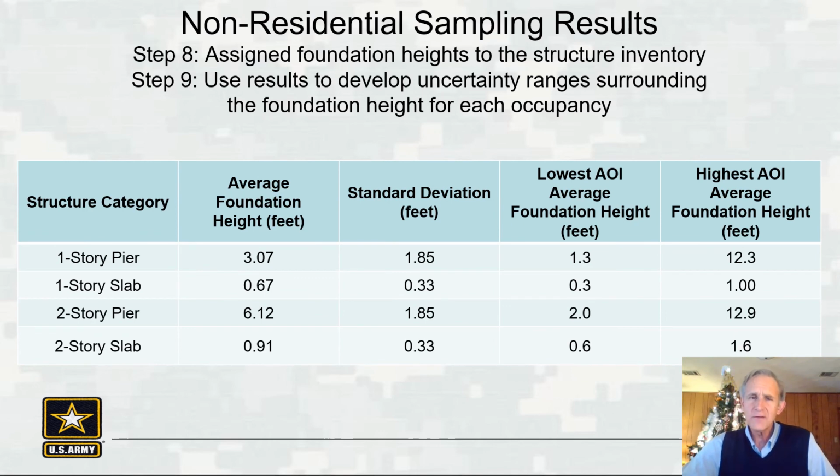And finally, that was for residential, and then for non-residential, there wasn't quite as much variation there. But you can see the average foundation height is only 3 feet above the ground for a 1-story and 6 feet for a 2-story. But now we had much better information to use for our foundation heights.